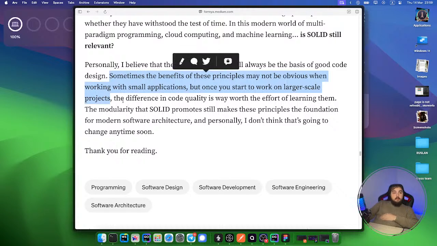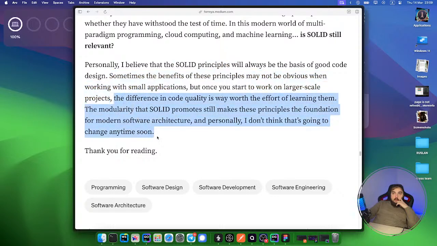Because when you have, for example, a to-do list, it's like, why do we need that amount of abstractions? But when you have a huge project and you just need to write basic stuff because you did good work with planning, it's super useful. The difference in code quality outweighs the effort of learning them.